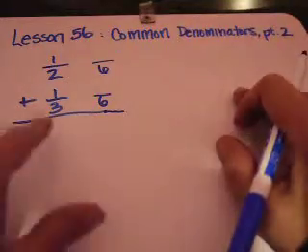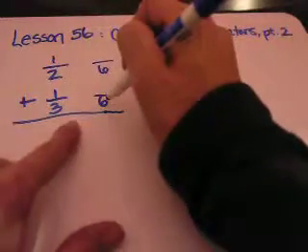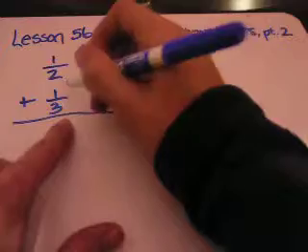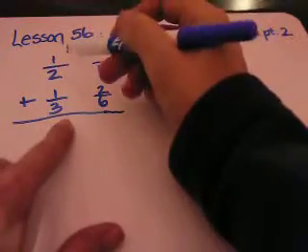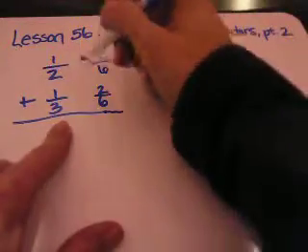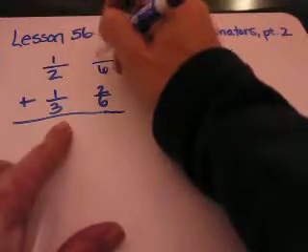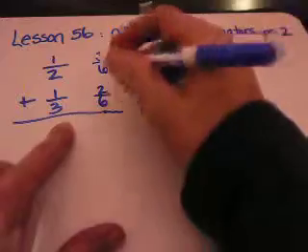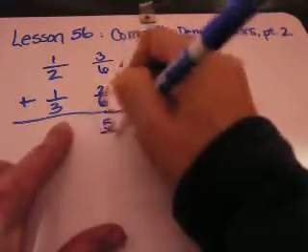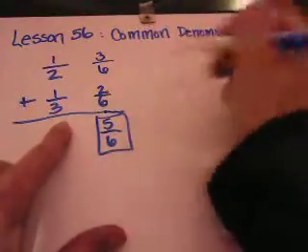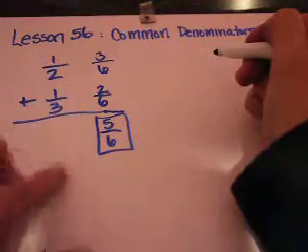Okay? So again, 3 times 2 is 6. So 1 times 2. Isn't it nice? They give us ones on the top still, so they're being nice. 2 times 3 is 6. So 3 times 1. And there we go. And we add them up and we get 5/6. And we are done.